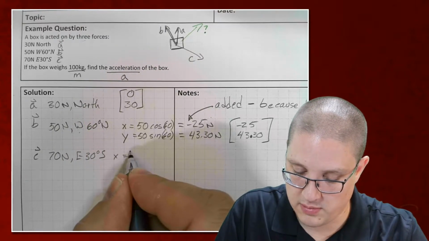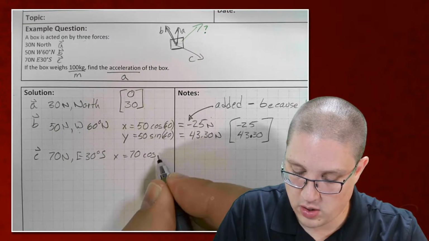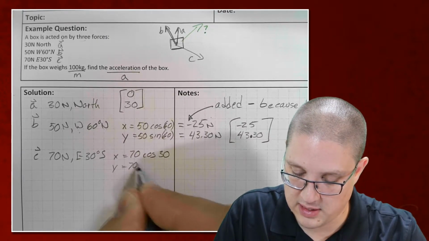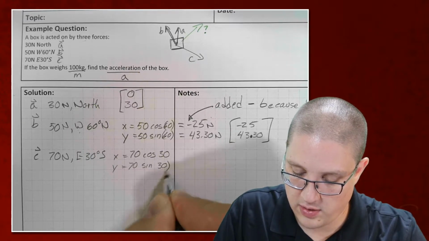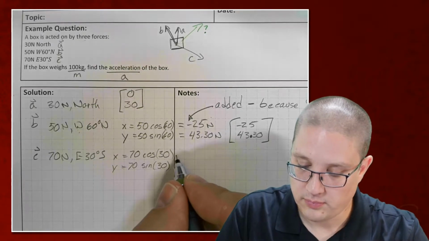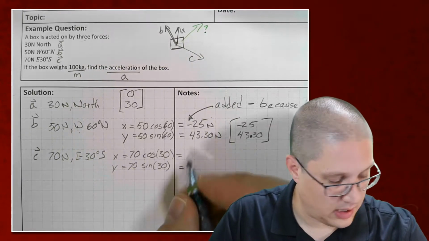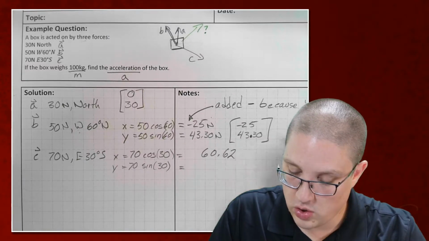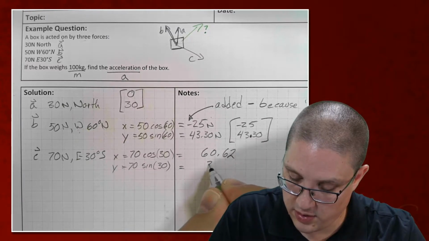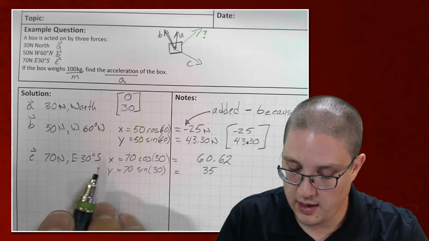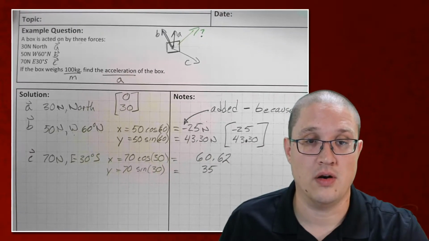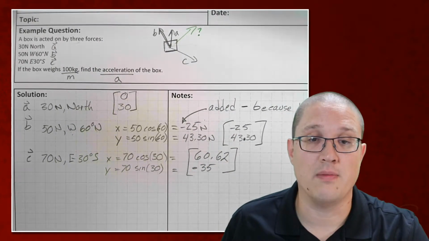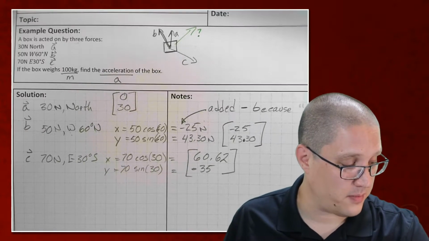So x is going to be 70 cos 30, and y is going to be 70 sine 30. Figuring those out, I have 60.62 for x and 35 for y. I have south here. This is going south, so this is negative y. There's my component notation for all three vectors.